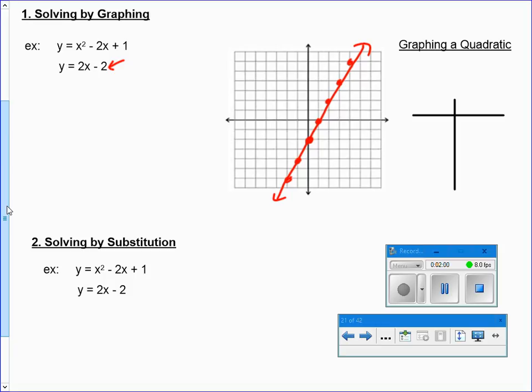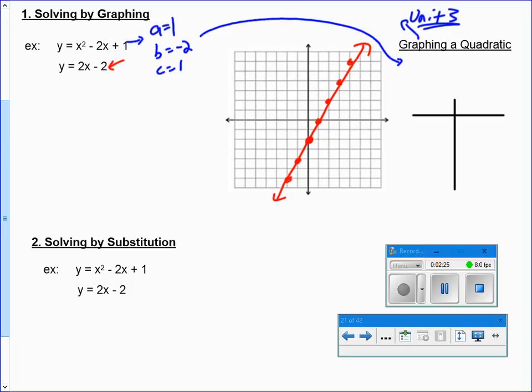Graphing a quadratic equation is something we went over back in Unit 3, so if you need to review that, you can look back at some of the videos from Unit 3. Again we look at our three coefficients, a, b, and c. What we're going to do is use our vertex formula to start this off. The x-coordinate for the vertex is going to be negative b over 2a, so that'd be positive 2 over 2 times 1, which is 2 over 2, or just 1.